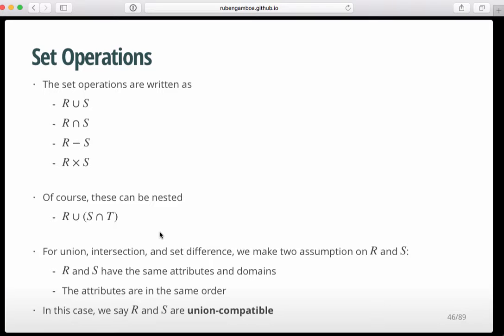And by the way, that is not just for union. The technical term is union compatible, but we say that when you take intersection, they must be union compatible. When we do set difference, they must be union compatible. This does not apply to cross product, because when you take the cross product, you get all of this row and then all of the other row. They don't have to be of the same kind.